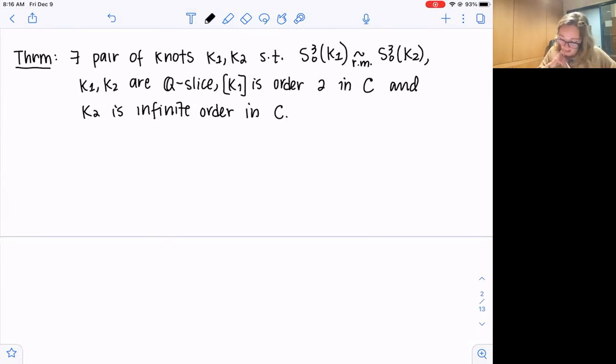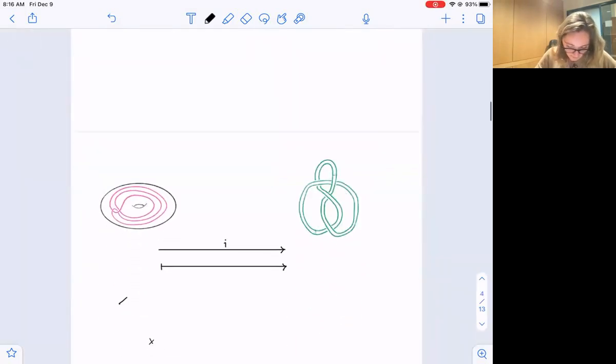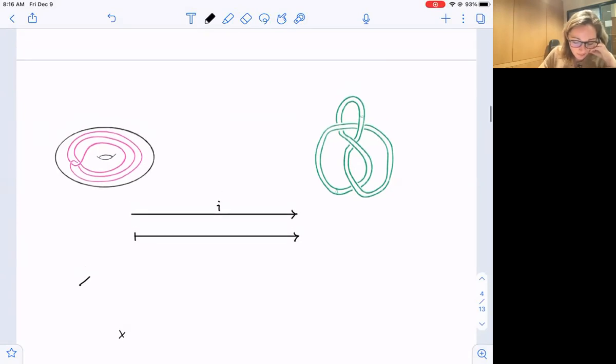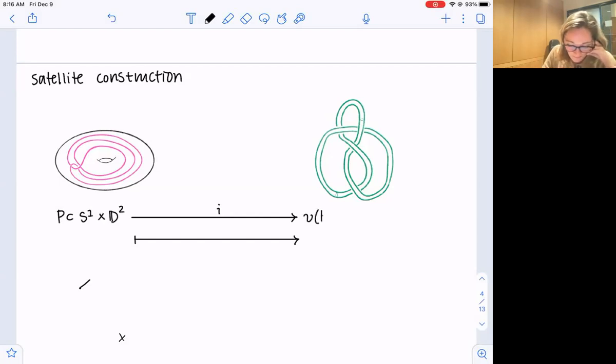So now I'm going to introduce our knots. I have pictures here. Okay, great. So what are the knots? Our knots are going to require us to recall the satellite construction, which I've given a drawing of here. Given some knot, we'll call it P, sitting in the solid torus, we'll map it to the tubular neighborhood of a knot K.